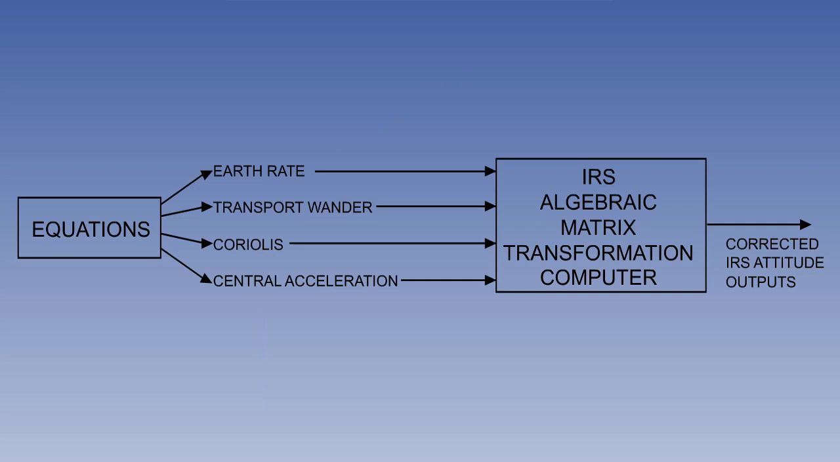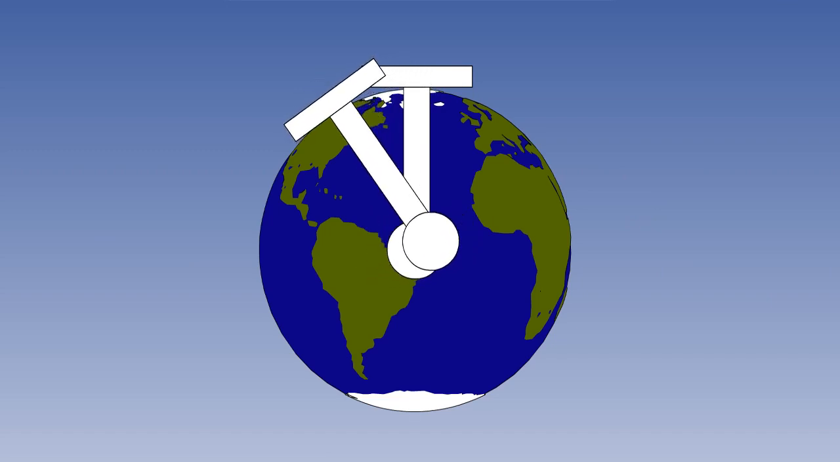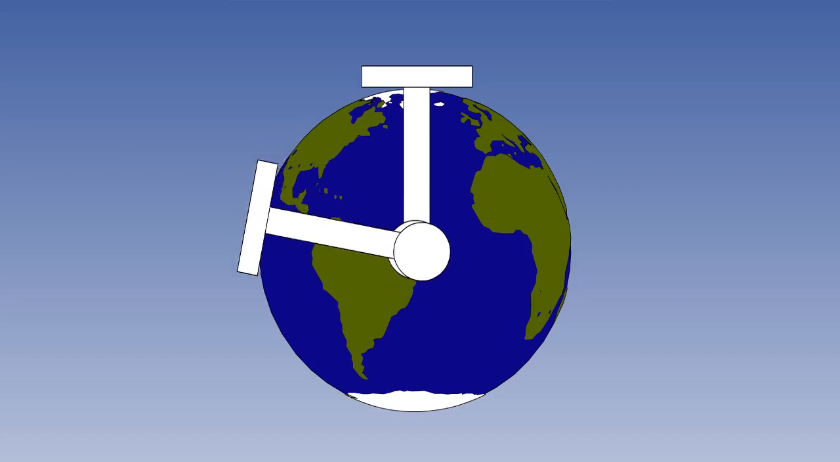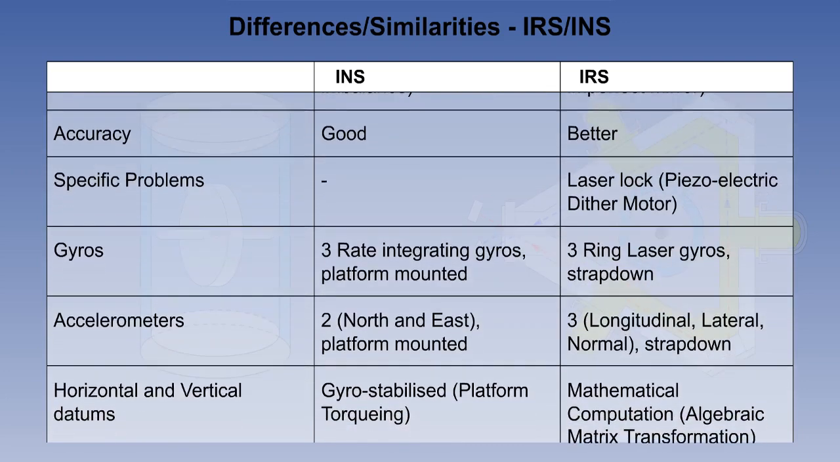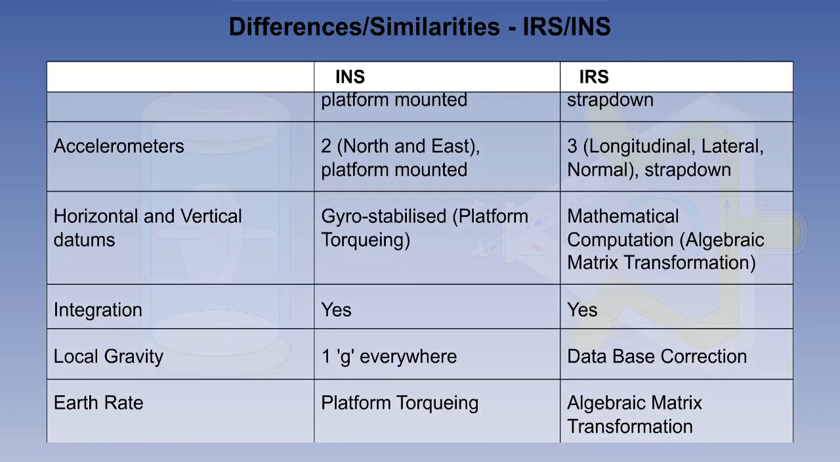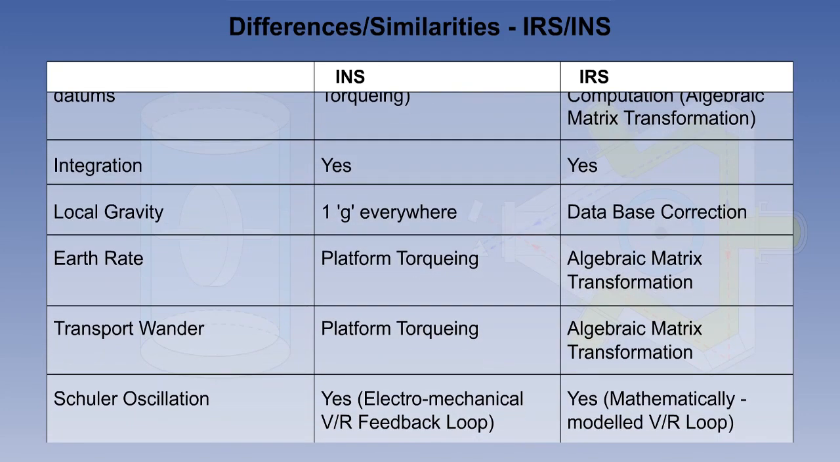Ring laser gyros are subject to the normal laws of gyrodynamics and therefore need to be corrected for earth rate and transport wander. Use of a strapdown system does not avoid the errors associated with INS. We then compiled a list of the similarities and differences between INS and IRS, showing that, in general, IRS is a more accurate, more robust and more reliable system. That concludes these lessons on IRS. Later lessons will go on to show how the IRS is used in the flight management system.